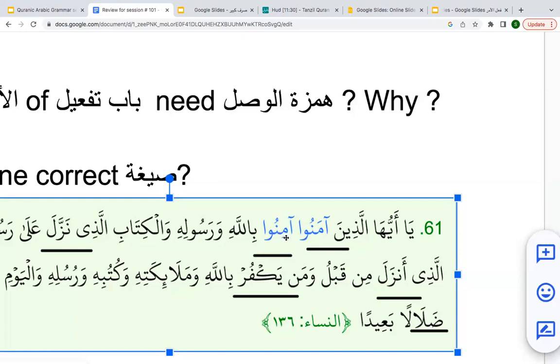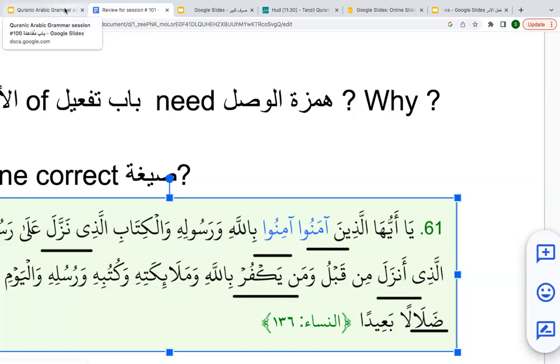We have a kasra on the meem. So this is fail madin, and this is going to be failul amr, right? Failul amr. Everyone with me. Is it clear to each and every one of you?